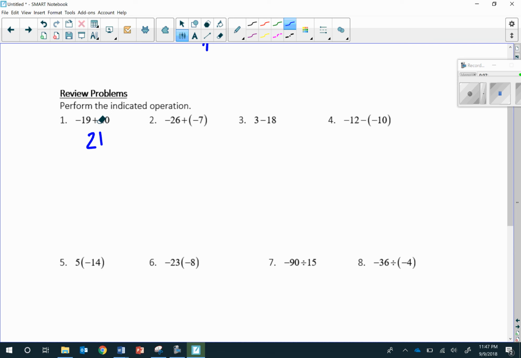Number 2, we have a negative and a negative added together, so our final answer will still be a negative. When we add those together, we get negative 33. Number 3, 3 minus 18. We know when we subtract, we add its opposite, so 3 plus a negative 18, and that is in fact negative 15. Number 4, we have negative 12 minus a negative 10. We know that when we have minus minus, that turns into a plus, so we have negative 12 plus 10, which is in fact negative 2.